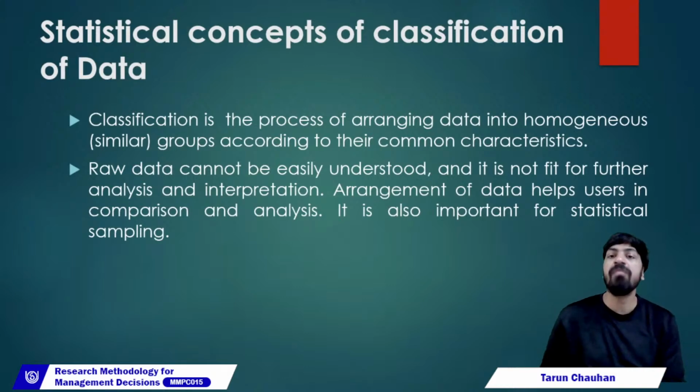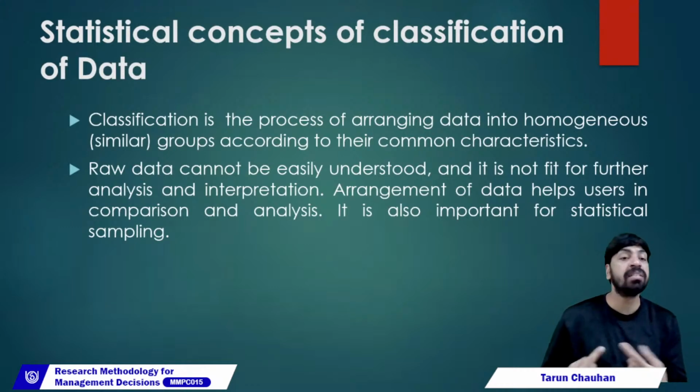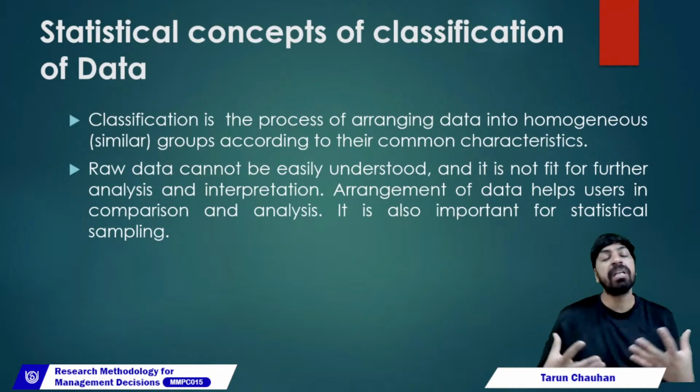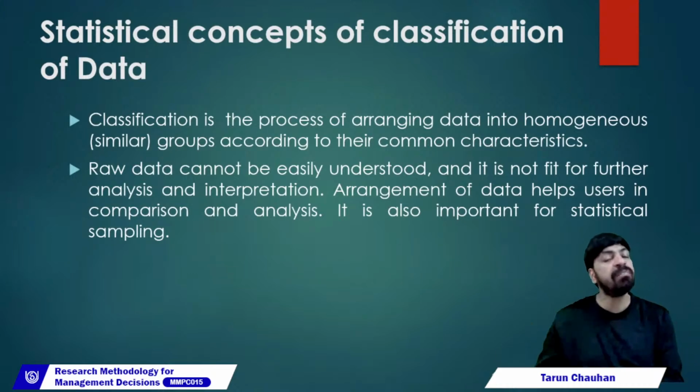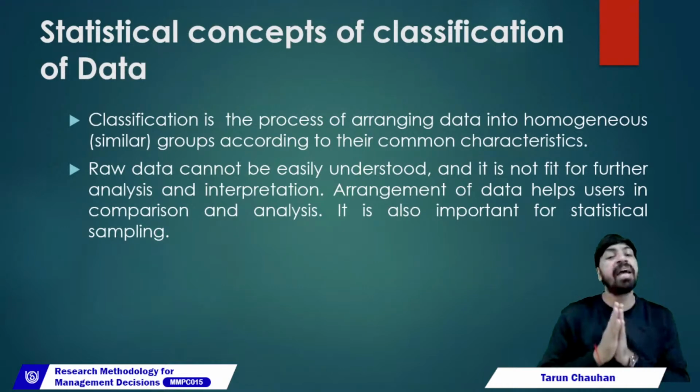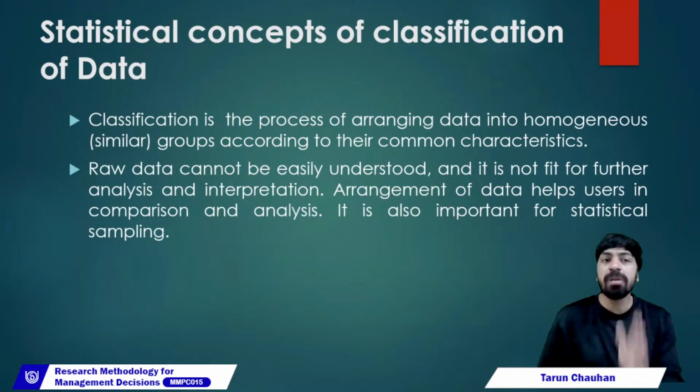Classification is a process of arranging the data into homogeneous groups, that is, similar groups, according to their common characteristics. In fact, raw data cannot be easily understood, but when you classify the raw data into particular tables or diagrams, it is fit for further analysis and interpretation. When you arrange the raw data in a systematic and organized manner, it is very helpful for users to compare and analyze the data. It is a very important tool for statistical sampling as well.